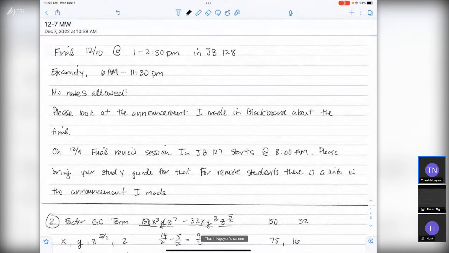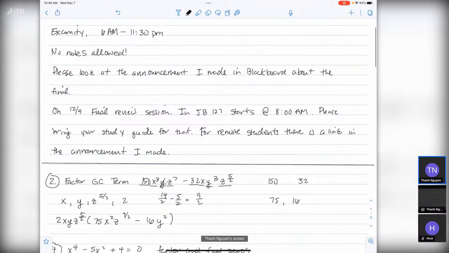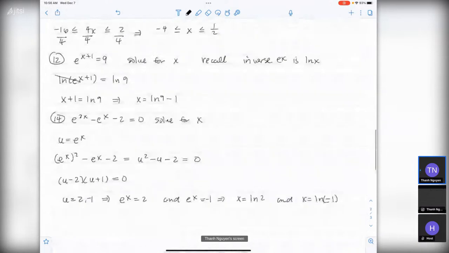So this Friday we have a final, right? 1 p.m. to 2:50 p.m., Examity, 6 a.m. to 11:30 p.m. No notes allowed. If you want to look at the rules, please look at Blackboard about the rules for the final. There's a final review session at 8 a.m. this Friday in Jabara 127, and bring your study guide for that. For those of you who are remote, there's a link in Blackboard that I sent out as an announcement so you can join remotely at that time.